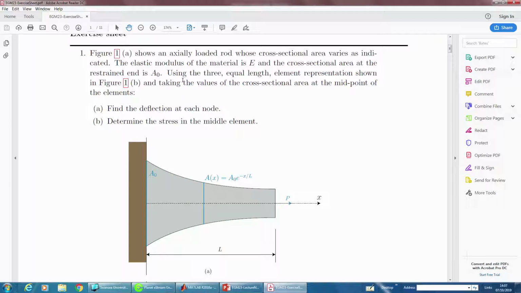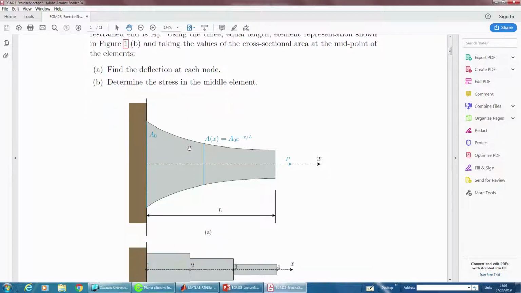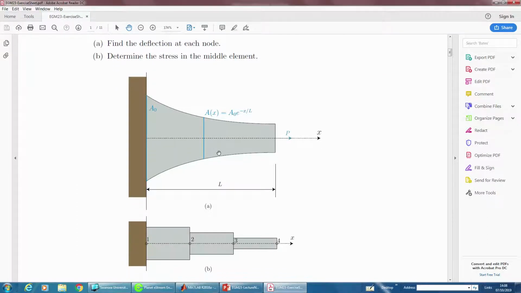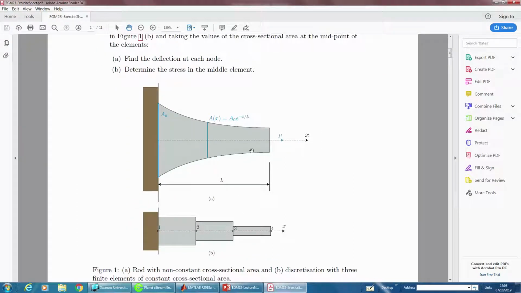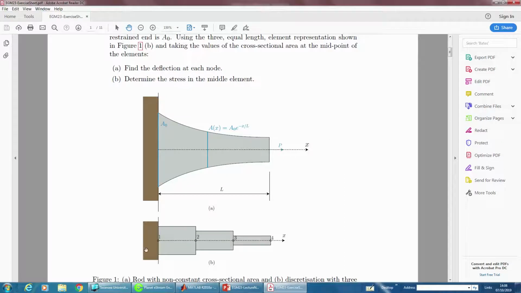Now, using the three equal length element representation shown in figure B, and taking the values of the cross-sectional area at the midpoint of the element, we need to do some calculations. Right, let's make sure that we understand what it's saying. This is the idealization that we are going to do. We need constant area in each element, remember? Otherwise the formulas I provided today are not valid.